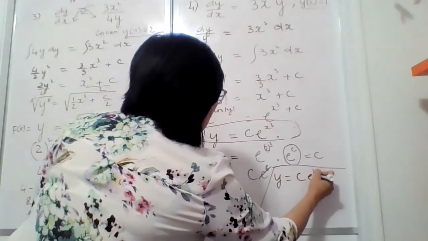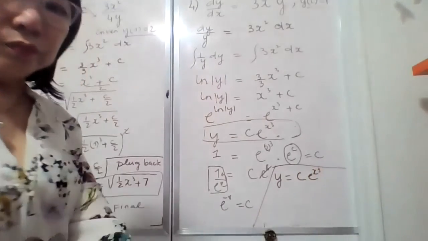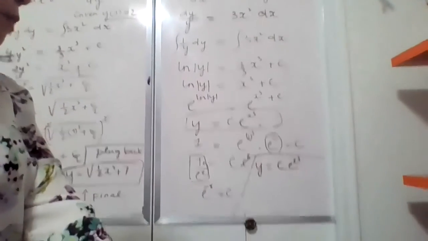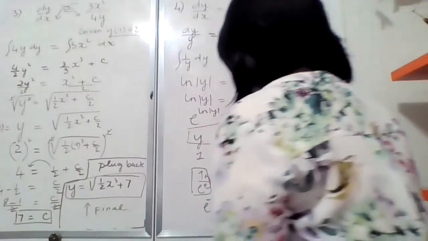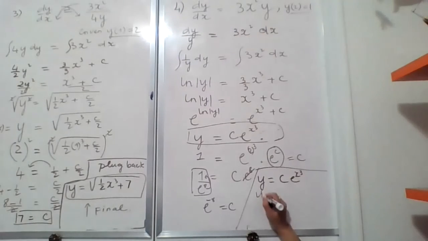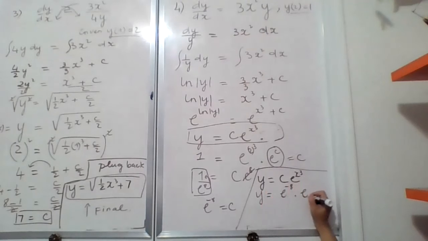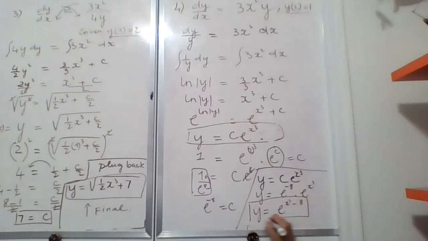c e to the x to the power 3. And remember, we can substitute c by this value. So we have y equal e to the minus 8 times e to the x to the power 3, which is the same as e to the x to the power 3 minus 8. So that is our final equation. That is the answer with the star here. You see our final answer.